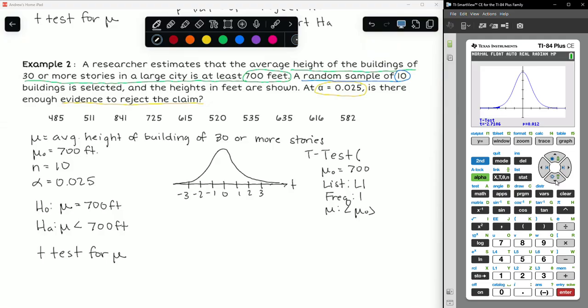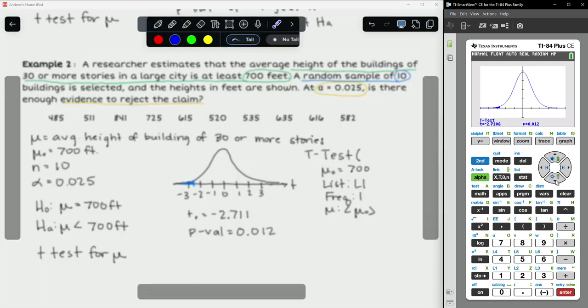And the calculator tells us that our test statistic is negative 2.711, rounded. We usually round t values to 3 places. And that I have a p-value of 0.012. And I can see very clearly it's marked on my calculator. Oops, I meant to do that in color. And I can see that area. And that's why my p-value is a little bit larger than it has been in some of our previous examples.